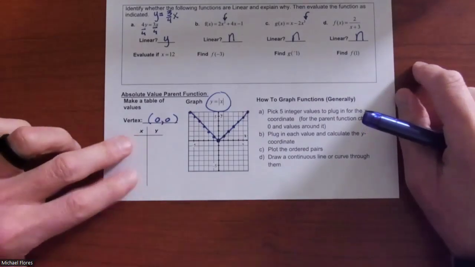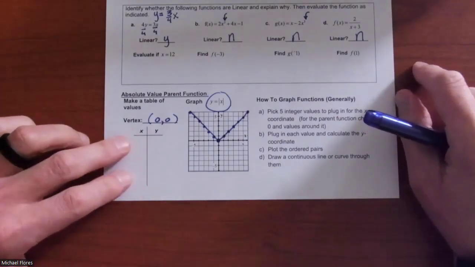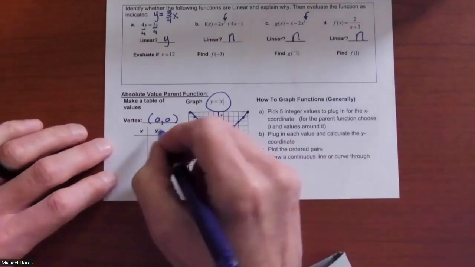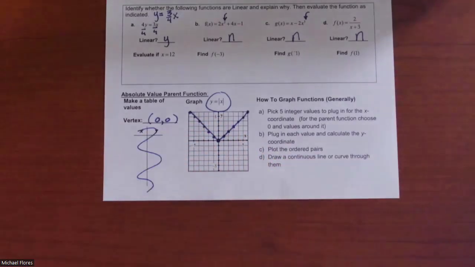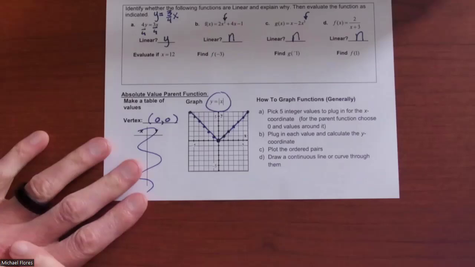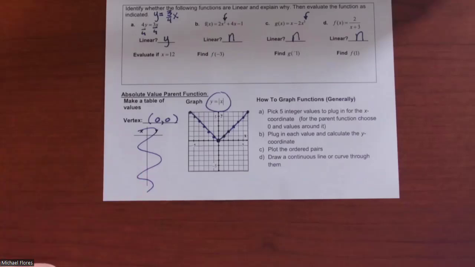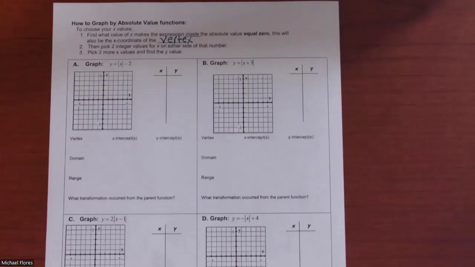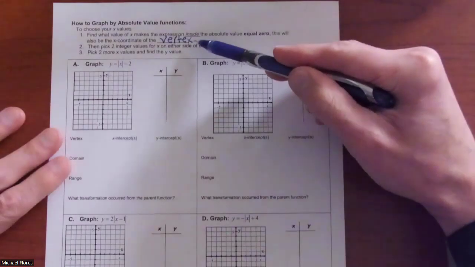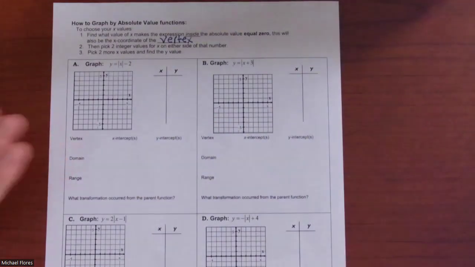It has a table here that it wants you to use, but I'm not going to use that actually. I actually think there's an easier way of graphing absolute value functions. Using a parent table will come in handy, but I think this unit, let me show you a different method. Let's move on to the next slide. Make sure in that blank there, put vertex.